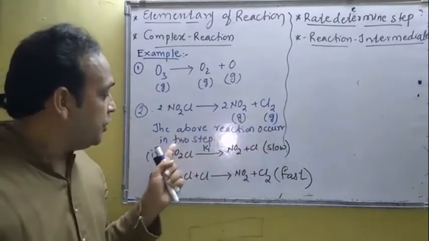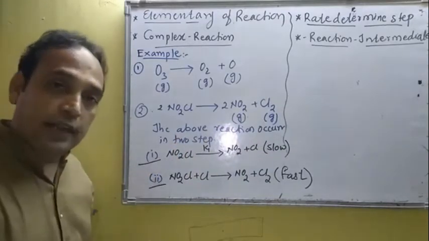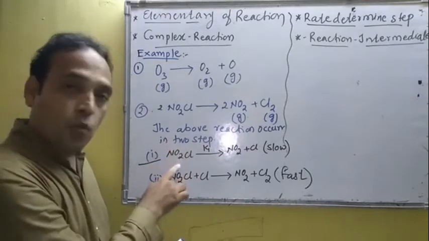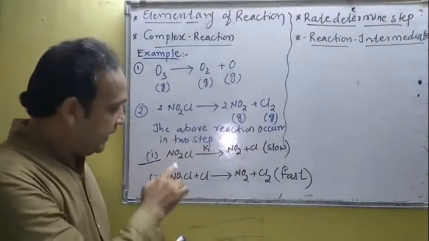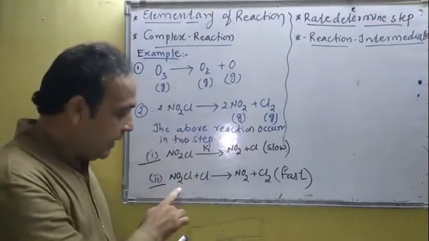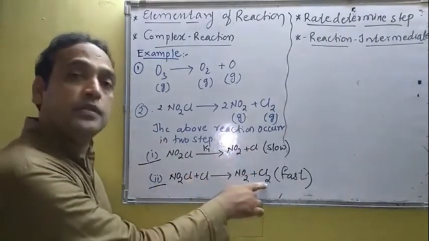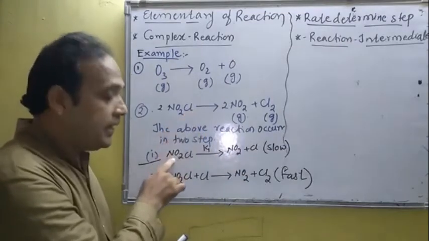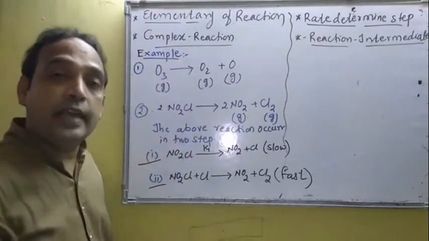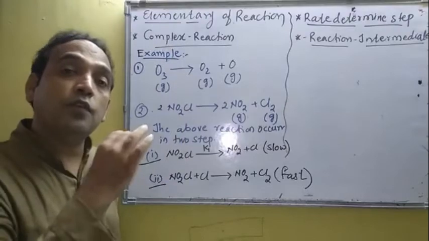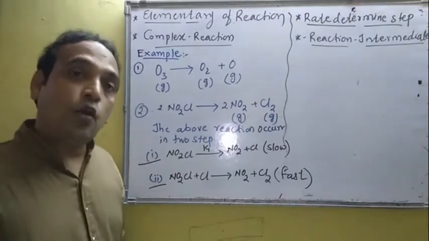Now this reaction occurs in two steps. In the first step, one NO2Cl converts into NO2 plus Cl. In the second step, a second NO2Cl reacts with this Cl and converts into NO2 plus Cl2. So this reaction takes place in two steps, and it is called a complex reaction. The reaction which constitutes a series of elementary reactions, जिसमें एक से ज्यादा steps होते हैं, is called a complex reaction.